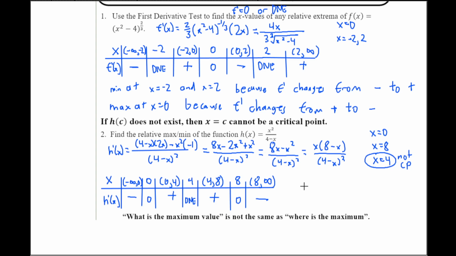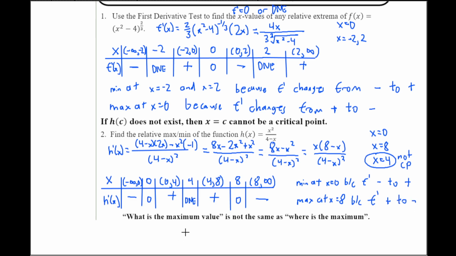So we can write out our answers right here. Find the relative max or min. Min at x is equal to 0 because f prime goes from negative to positive. And then there's a max at x is equal to 8 because f prime goes from positive to negative.